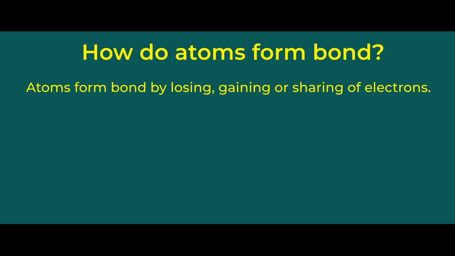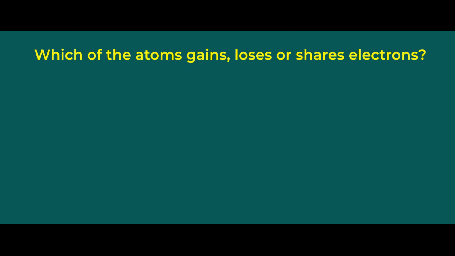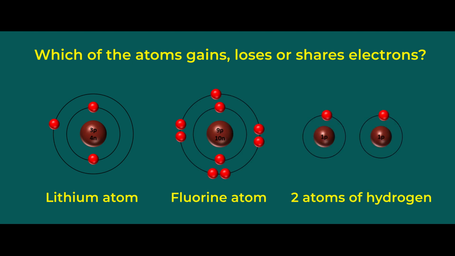And why do they need to form bonds in the first place? Why do they form bonds? They form bonds to be stable or to attain noble gas electronic configuration. And bonds are formed by losing, gaining, or sharing electrons. Which of the atoms gains, loses, or shares electron? I have lithium atom, fluorine atom, and 2 atoms of hydrogen. So to understand this one, we need to know the nature of the atom, whether it's metal or non-metal. So before answering this question, let us look at the nature of the atom.